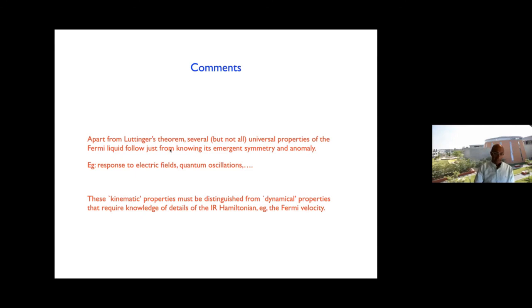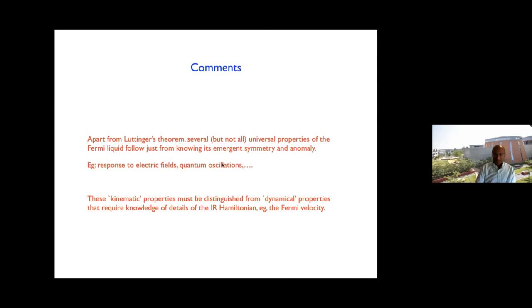So apart from Luttinger's theorem, several universal properties of the Fermi liquid follow just from knowing its emergent symmetry and its anomaly. Several, but not all universal properties, right? There's a response to the uniform electric field, which is perhaps not surprising. The electromagnetic response, after all, is dictated by the entire rigid shift of the Fermi sea, and that's related to the anomaly. Quantum oscillations like the de Haas-van Alphen effect, which involve quantizing the motion of the electrons in a uniform magnetic field, are also related to the anomaly.